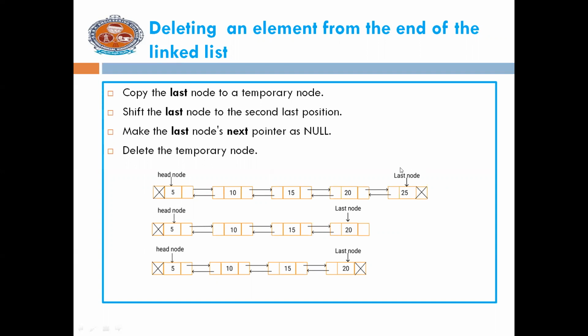Deleting an element from the end of the linked list. If you look at this picture, from the existing linked list, I want to delete the node 25. So when I want to delete 25, I am taking a temporary variable and storing that 25 in it. Now I am making the last node's previous node the last node. And next, you have to make this last node's next pointer null, which indicates that it is the end of the linked list. At last, the node stored in the temporary variable can be deleted.